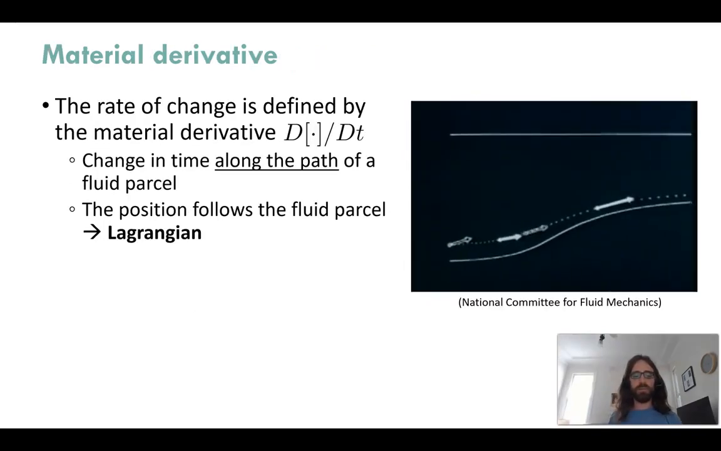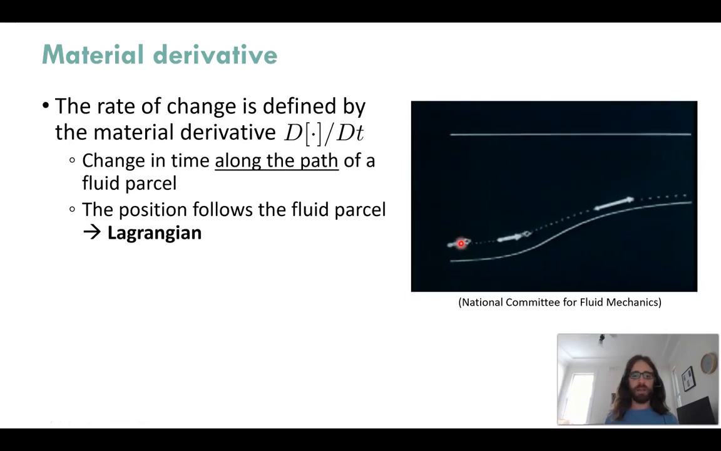We will start with the definition of this derivative with the capital D. It is known as the material derivative. It's something you may already be familiar with from previous maths units. However, we're still going to go through the definition here today. The material derivative tells you the rate of change in time. However, it is specifically following along the path of a fluid parcel.